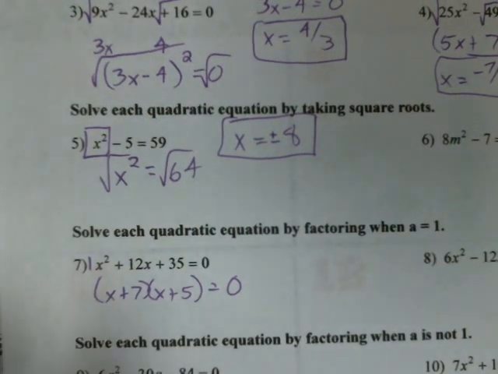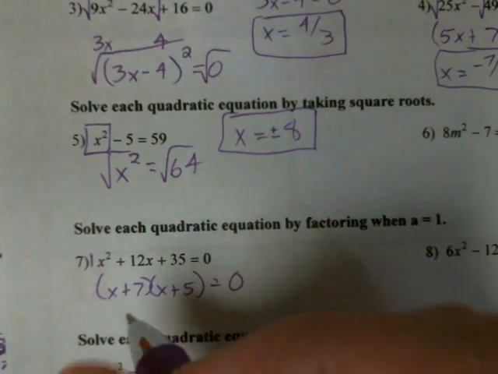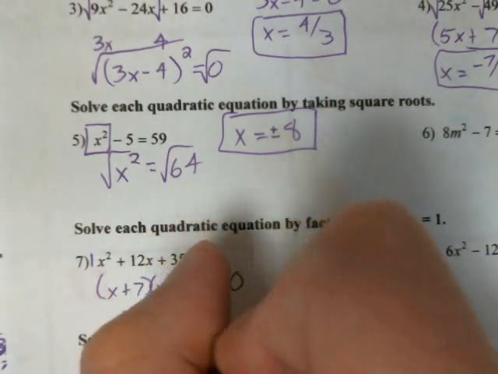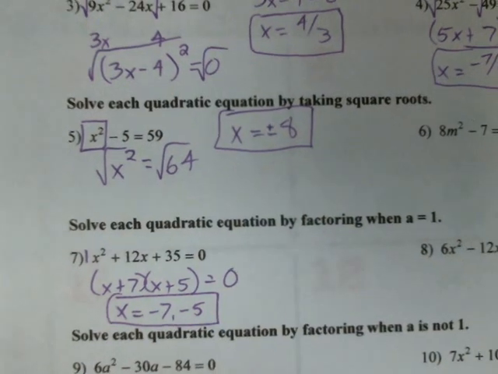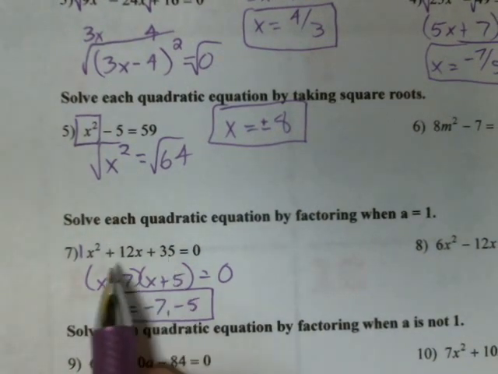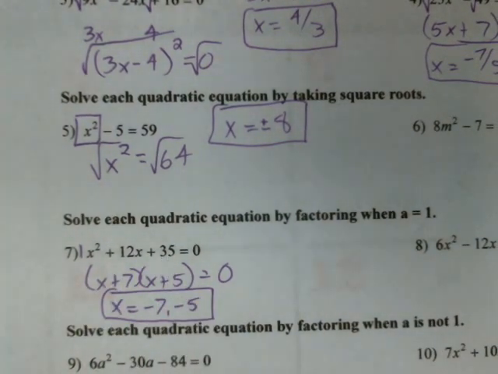And again, guys, if I'm going too fast through this, pause and rewatch the video. I'm trying to make sure this is not an hour-long video. Okay, what do I do with the signs? Flippy flip. Okay, x is equal to negative 7 and negative 5. Again, we can plug this back in and check and make sure that equals 0.